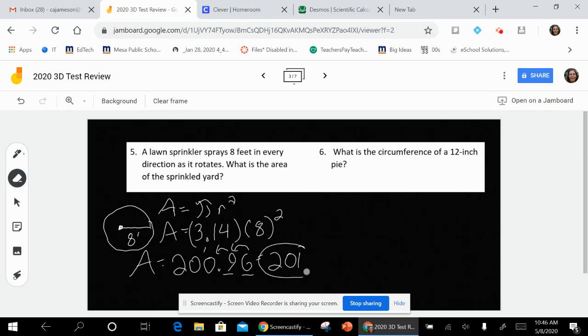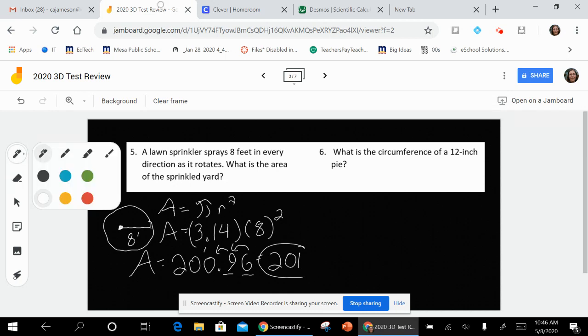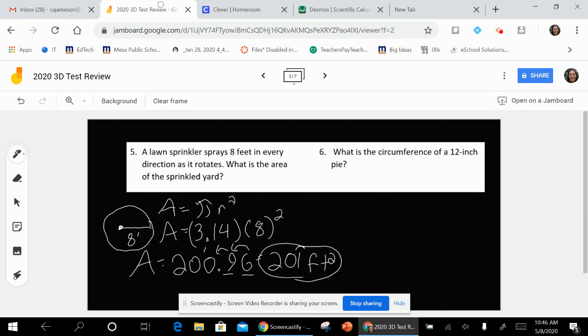Wanted to add the units, so it's going to be feet squared. Area is squared. Okay, circumference is in pi.